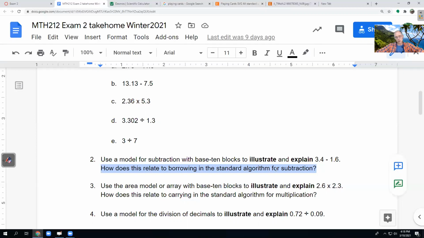That means you have to actually show the standard algorithm and talk about it. In particular, make a connection between the trade in the base 10 blocks and the borrowing that happened in the algorithm. Similar thing for multiplication.